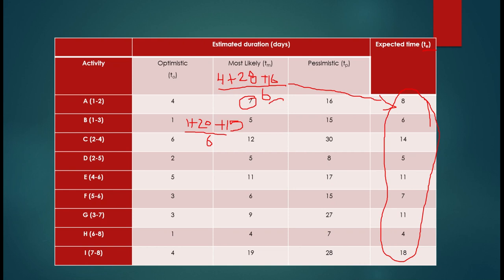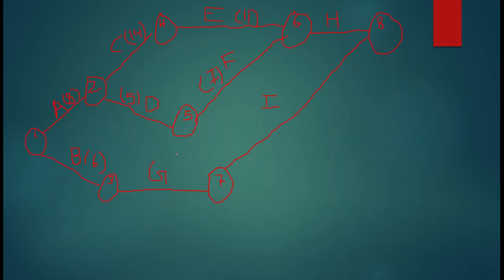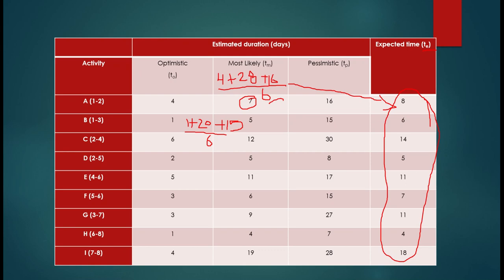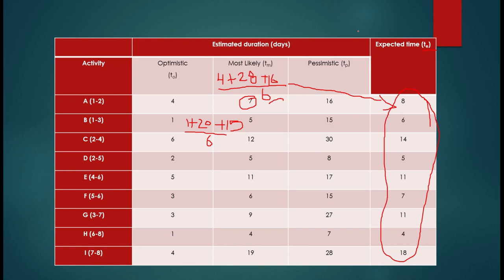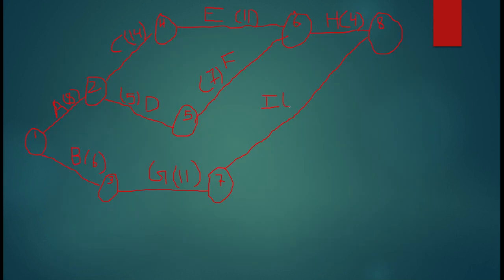Then we have G. G is 11. This is 11. Then we have H. H is 4. I is 18. So I'll write 18 here. Okay. So this is how I have provided times to each and every activity.